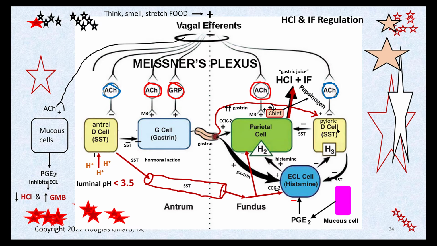There is a pyloric D cell, which is not tasting the luminal stomach contents, the acid contents. This one is a little more mysterious. It's thought that high levels of gastrin will wake this up. When pyloric SST, somatostatin, is released, it also can bind to parietal cells to shut them down. It also can bind to ECL cells and shut them down as well.